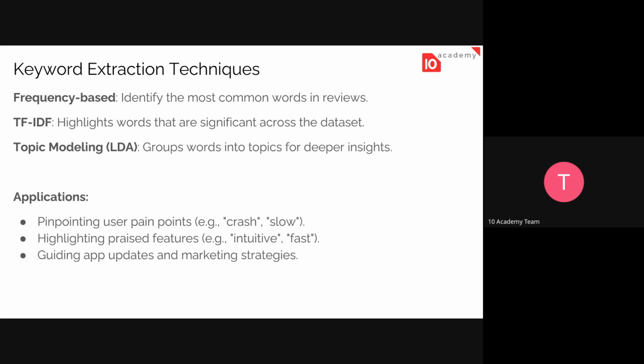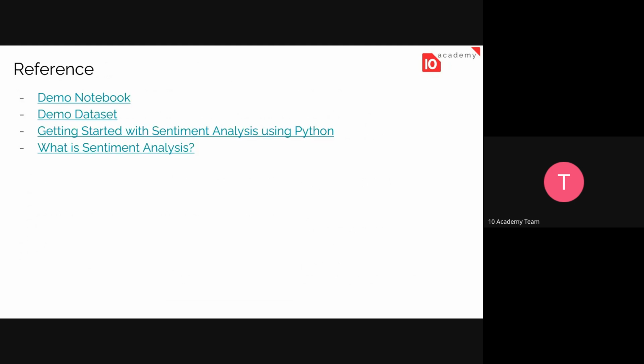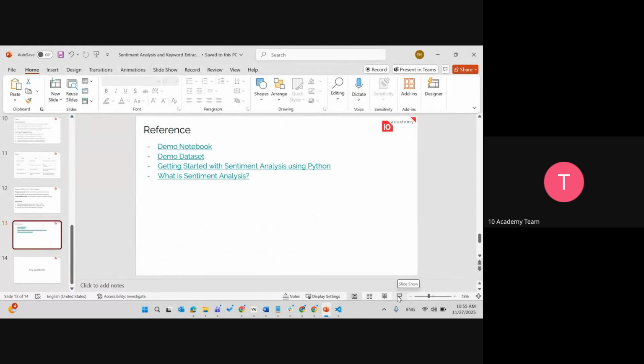Keyword extraction techniques, yeah, we have covered that already. So the applications are pinpointing user pain points, like crash, slow, and so on, and highlighting praised features, like intuitive, fast, it's good. So guiding app updates and marketing strategy. The development team will take this data and work. They will have an understanding of what their application is doing, what they lack, and what they need to do for the future. So this is it, guys.